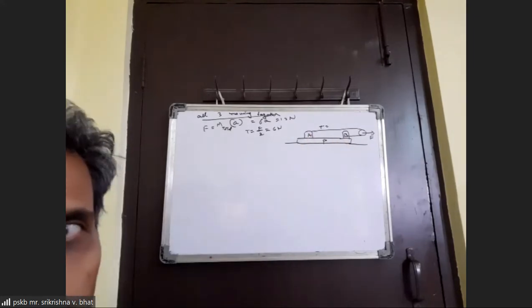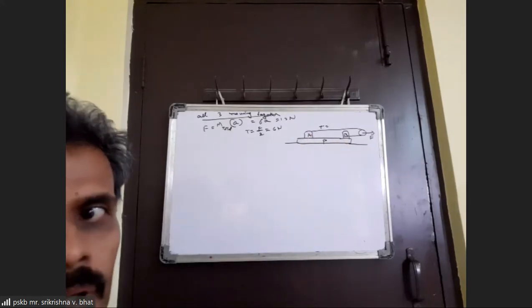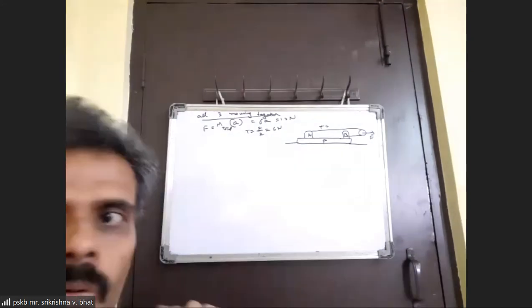So the chances are more that B will slip, and A would not slip. It's only a likelihood, I'm not sure of it still. So we'll have to write the equations and see whether what we are thinking is right.